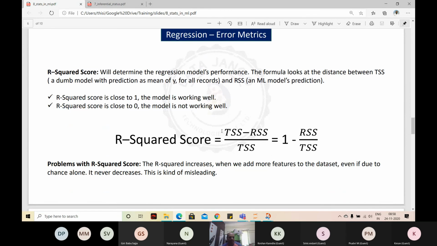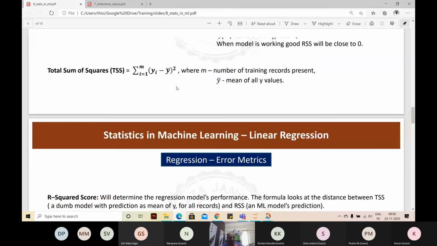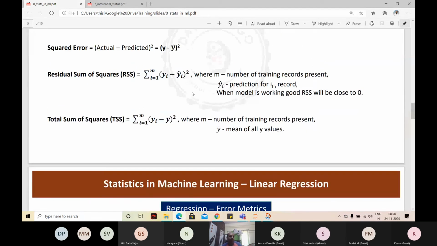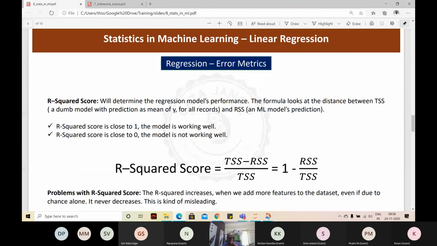Can I say that? Right? TSS minus RSS is coming close to zero. That means the model is not working well. Whatever intelligent effort you put in is not useful. Okay. That means the R square score is close to zero. The model is not good.